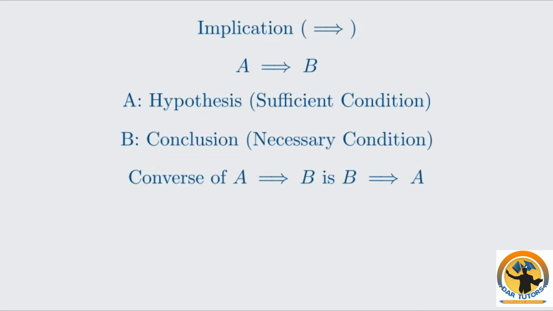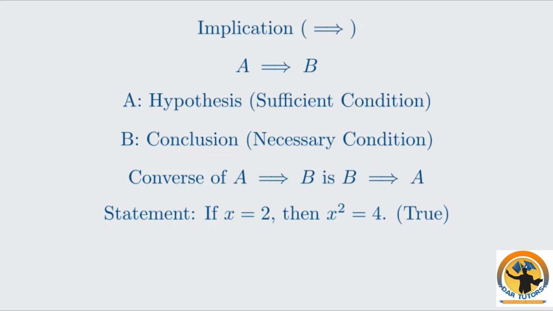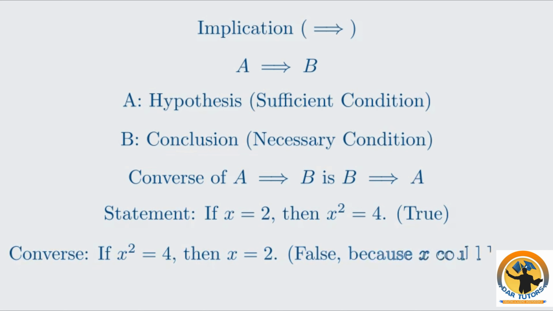For example, consider the statement, if x equals 2, then x squared equals 4. This statement is true. If x is 2, then x squared is indeed 4. Now let's look at its converse. If x squared equals 4, then x equals 2. This converse is false. While x could be 2, x could also be negative 2. So the conclusion does not necessarily follow from the hypothesis.